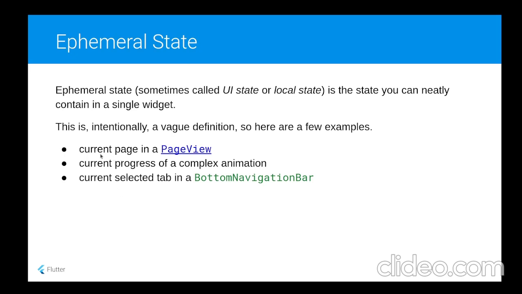Here are also a few examples: current page in a page view, current progress of a complex animation, current selected tab in a bottom navigation bar. All these states are ephemeral because they can be contained in a single widget. They do not need to be used throughout the whole application. They can be contained in a single widget and can be used in a particular screen.